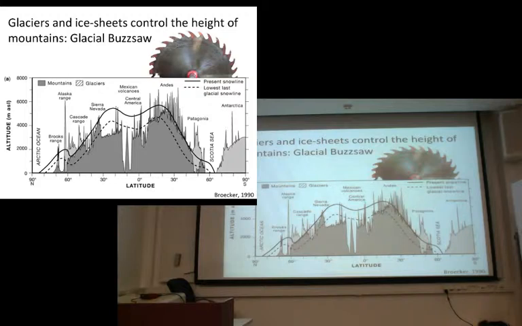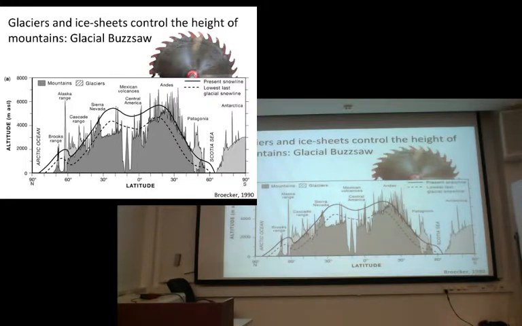The effect of glaciers is called the glacial buzzsaw. A buzzsaw is a circular saw used to cut wood, and this word is used because glaciers are so efficient at eroding, and they are thought to control the maximum height of mountains.